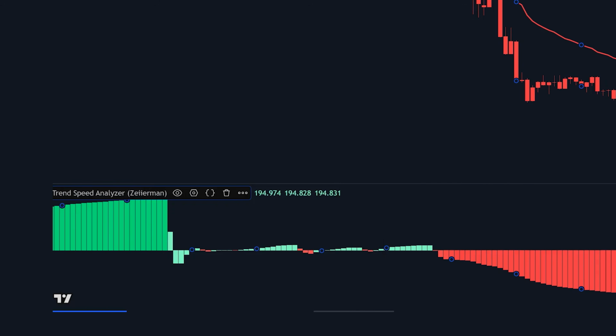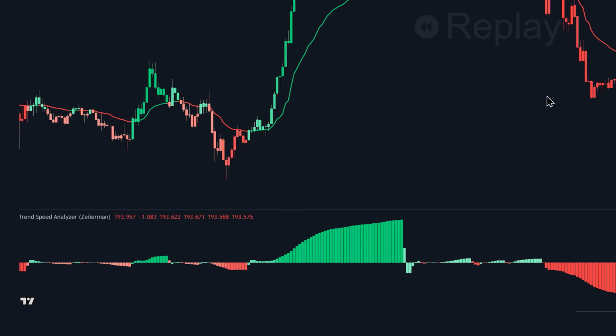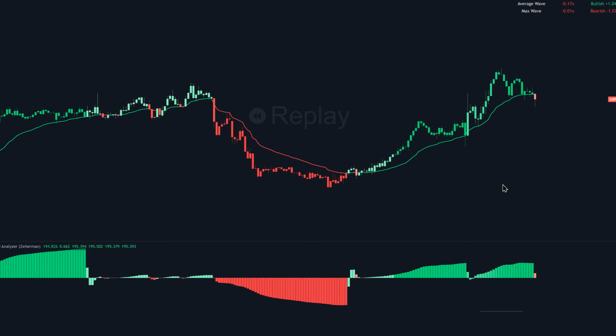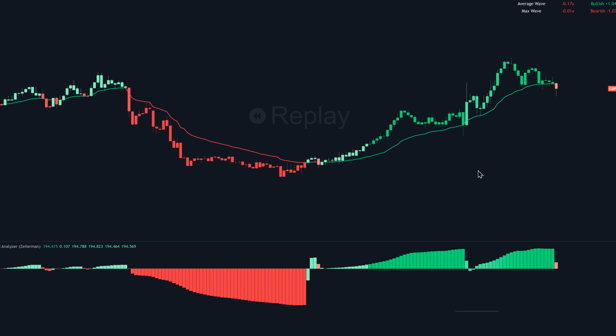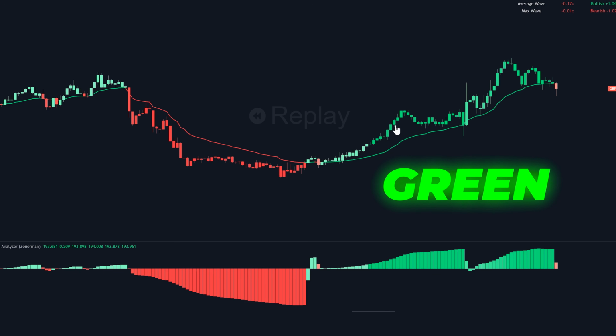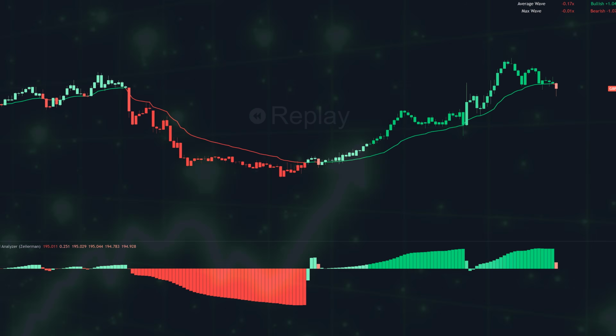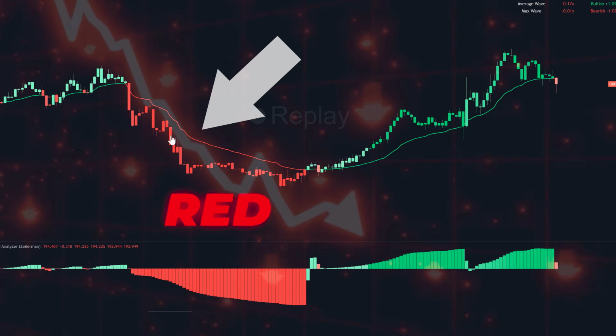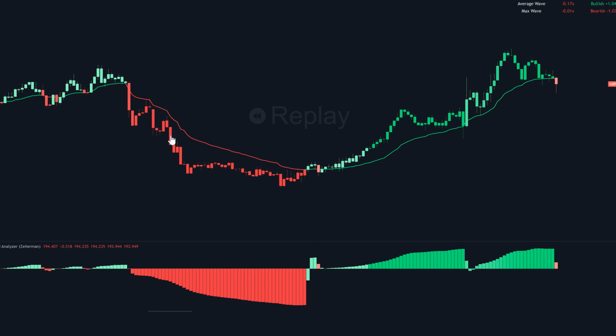Now, back to how we can actually use this Trend Speed Analyzer in our trading. The creator suggests a few powerful ways to approach it. First off, for basic trend identification, you're looking at that dynamic trend line. When it's green and price is trading above it, that's your general bullish signal. If it's red and price is below, it's bearish.